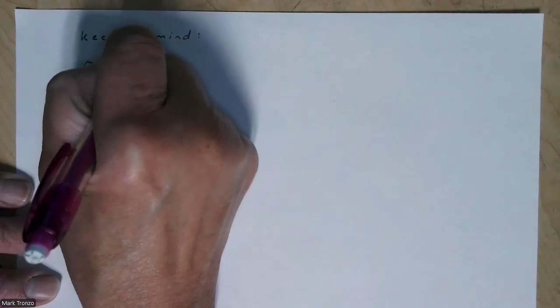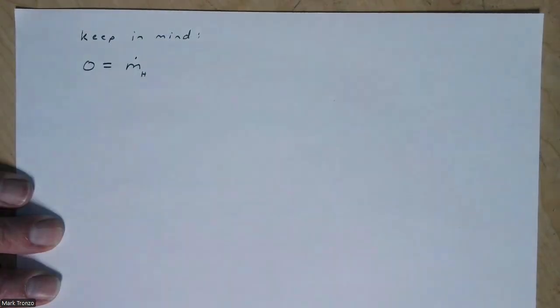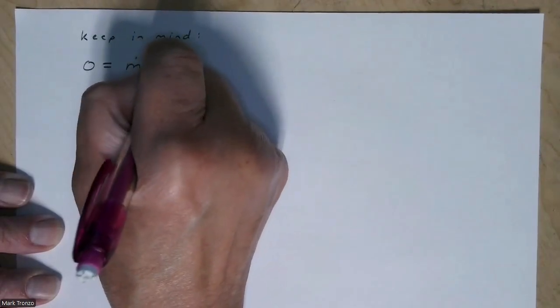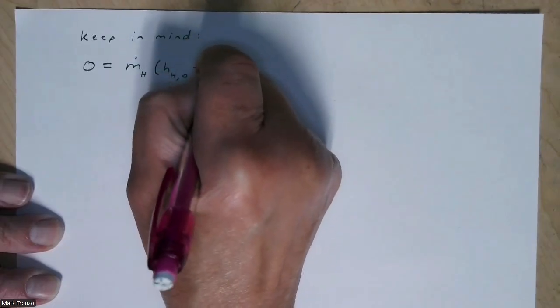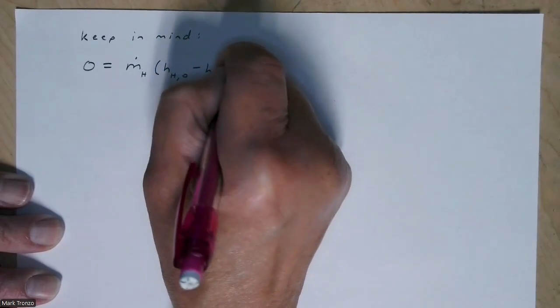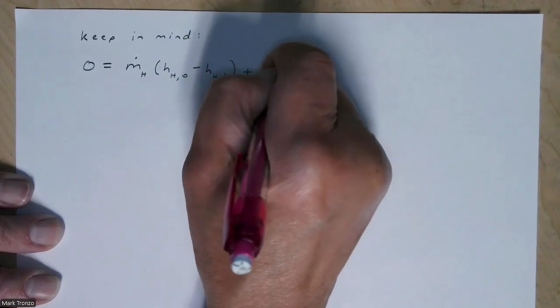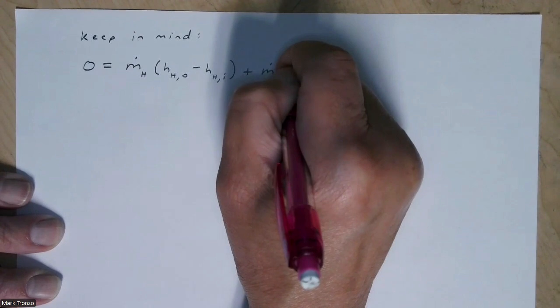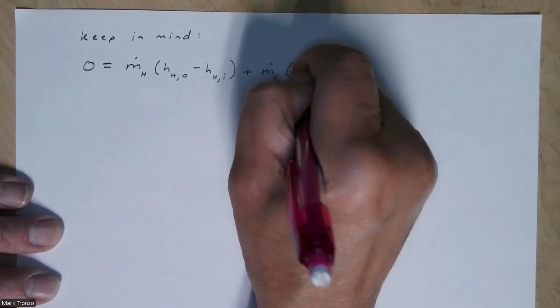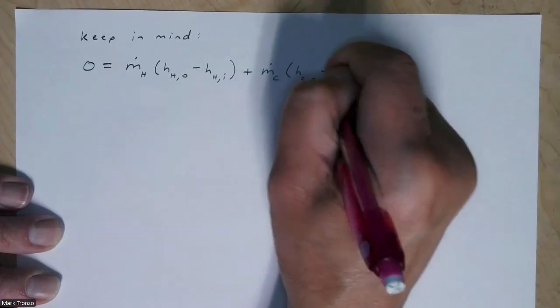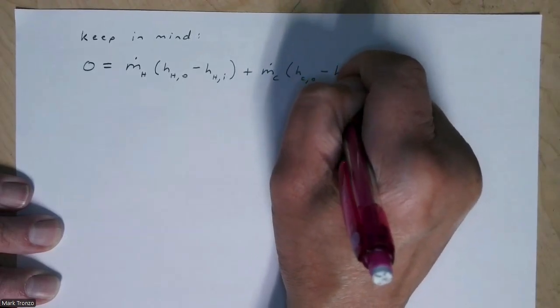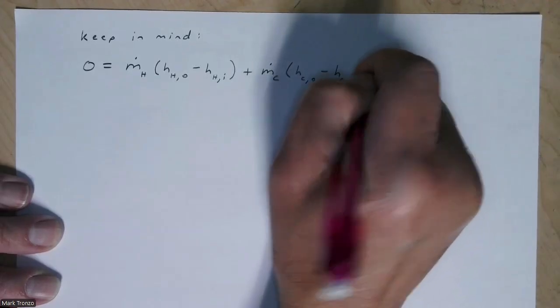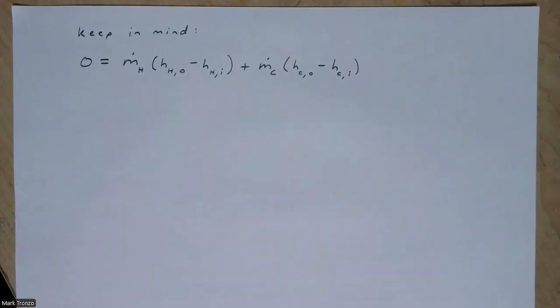And as you're solving the problem, keep this in mind. You have the mass flow rate of the hot fluid times the enthalpy of the hot fluid out minus the enthalpy of the hot fluid in, plus the mass flow rate of the cold fluid times the enthalpy of the cold fluid out minus the enthalpy of the cold fluid in, like this. And so keep that in mind as you're setting up this problem.